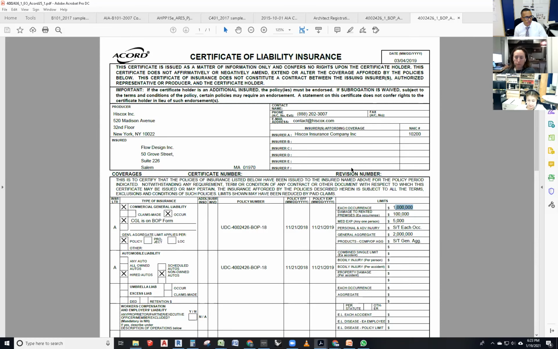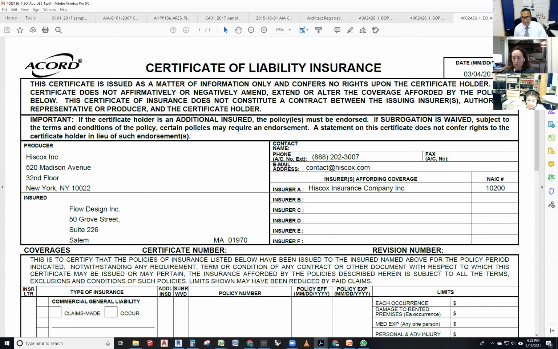Then we have another one. This is the same one, I guess another copy of it.